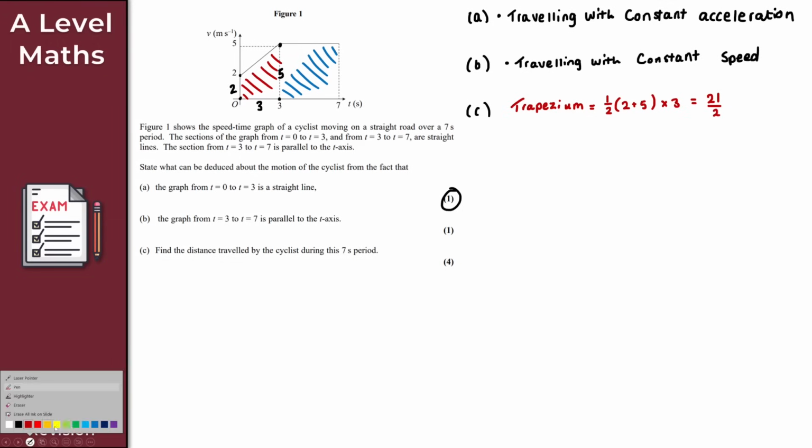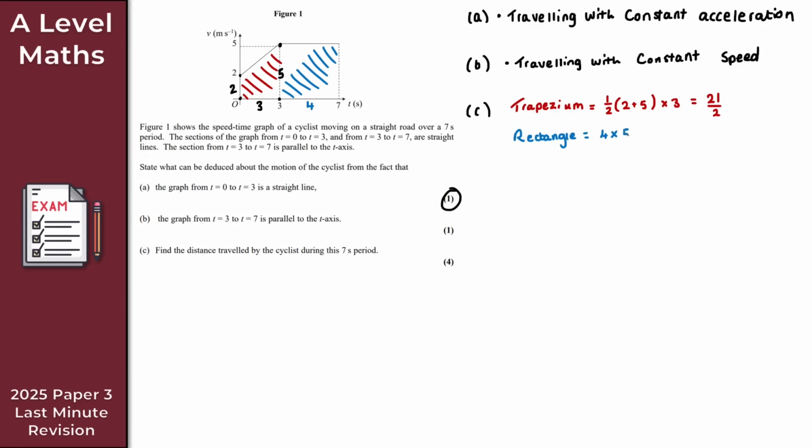And then for the rectangle here, my base is 4, my height is 5, so 4 times by 5 there is 20. Perfect. And then finally, to find the distance traveled here by the cyclist during the 7-second period, all we do here then is just add these two separate areas together.